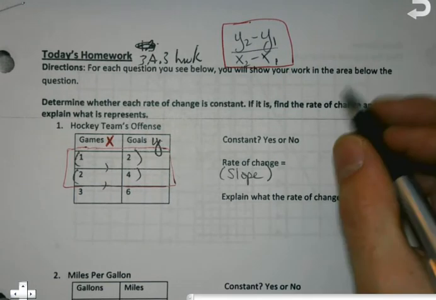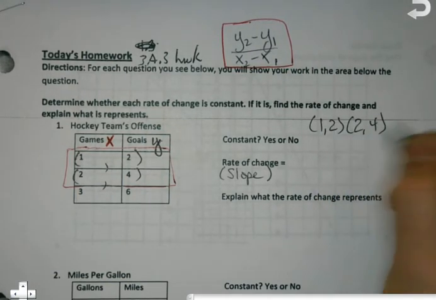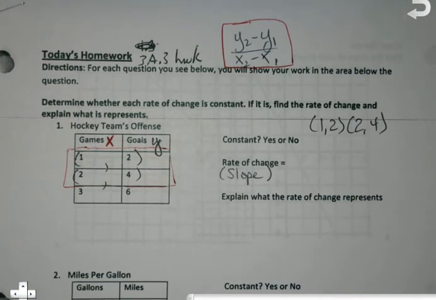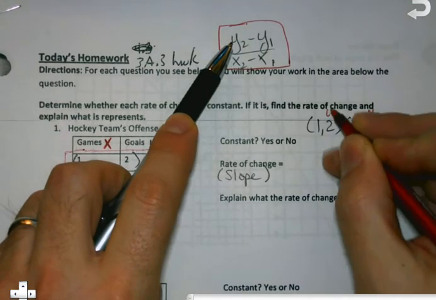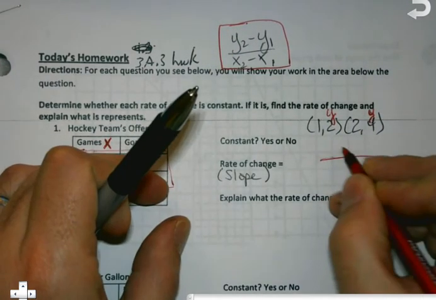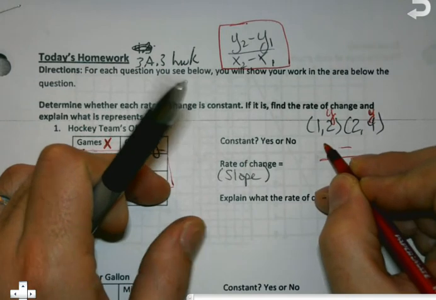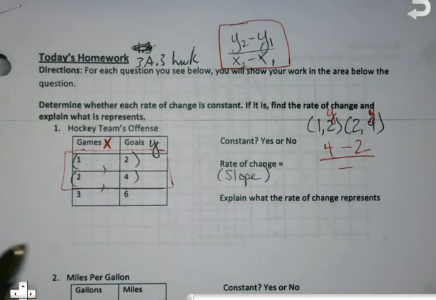Because what I would do is I would take those coordinates and I'd plug them into the formula. Now we talked before, the order you do them doesn't matter as long as you're consistent with it. So like with my y's, I could do 4 minus 2 or 2 minus 4. And again, some of you will go one way, some of you go the other. So some of you went 2 minus 4, we'll see if we get the same thing at the end.